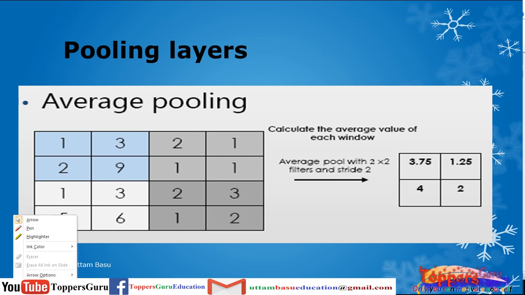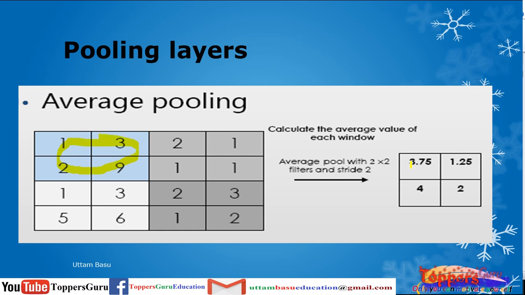Average pooling. In average pooling we collect the average value of these 4 values, that is 3.75. For this part, it is 1.25. Similarly, for the other 4 values, this is 4 and this is 2.